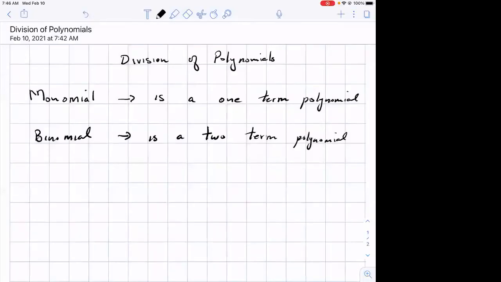Hello. Today we will look at division of polynomials. Before we get into the whole division process, I just want to quickly remind you about two words we'll use a lot today in this video. One is a monomial, and as a reminder, a monomial is a one-term polynomial. We'll also look at a binomial, and a binomial is a two-term polynomial.